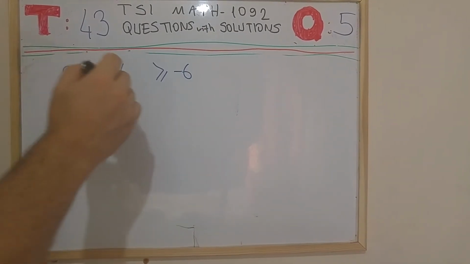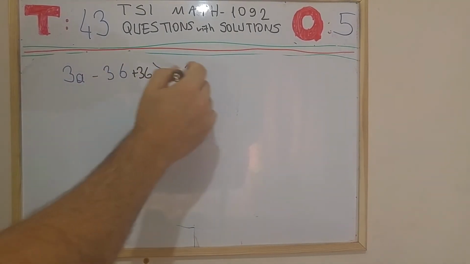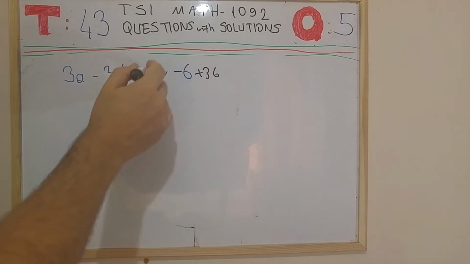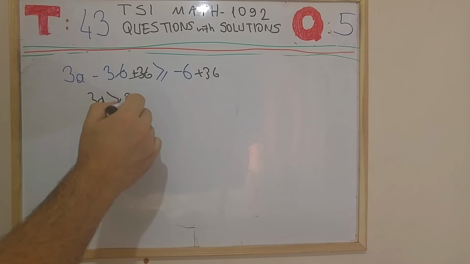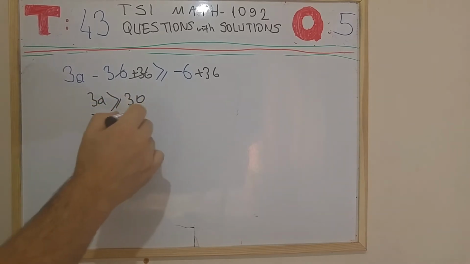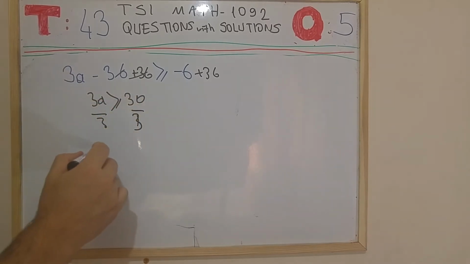Let's add 36 to each side. Plus 36. So we have 3a here is greater than or equal to 30. Now let's divide each side by 3. So a is greater than or equal to 10.